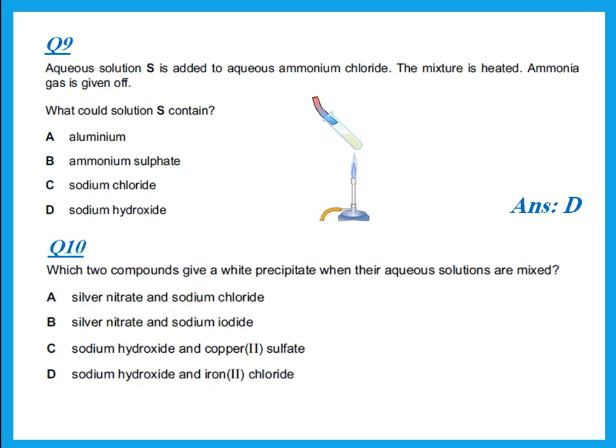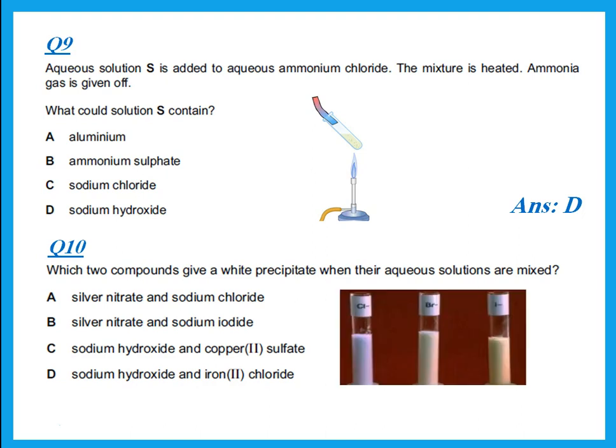Okay, the next question says, which two compounds give a white precipitate when their aqueous solutions are mixed? Well, let's look at A. A says silver nitrate and sodium chloride. Again, silver nitrate is a test for chloride, bromide, iodide. If I add it to chloride, what do I get? Silver nitrate and chloride will give a white precipitate. But if we look at B, it says with iodide, no, iodide would give a yellow. And he's telling me which of these will give a white precipitate. So actually my answer is A.